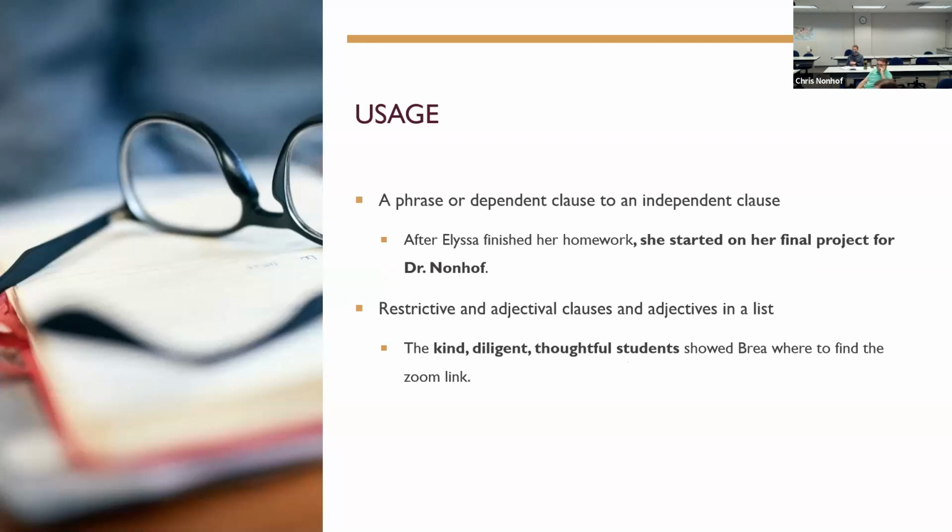They also join a phrase or dependent clause to an independent clause. A comma is used here as the glue in the sentence, joining the parts that cannot stand alone to the independent parts of the sentence. They are essential here because the dependent and independent parts can be different ideas, and they keep the flow of the sentence. So after Elissa finished her homework, comma, she started on her final project for Dr. Nonhoff, which probably isn't true. But the bolded part is the independent sentence, and the comma helps keep after Elissa finished her homework as a part of that sentence and keeps them connected to keep the thought together.